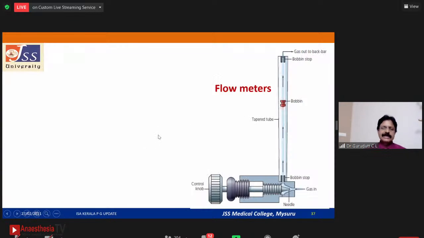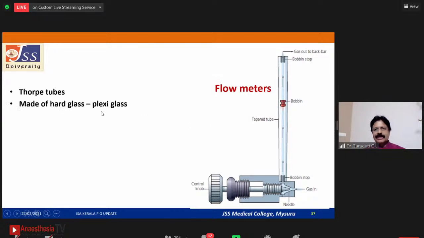So after the proportioning devices, now we will learn more about the flow meters, because we just completed the flow control knob and then the proportioning devices. Next will be the flow meters. These flow meters are called Thorpe tubes, and they are made of very hard glass, which is called plexiglass. And here inside you can see the bobbin.